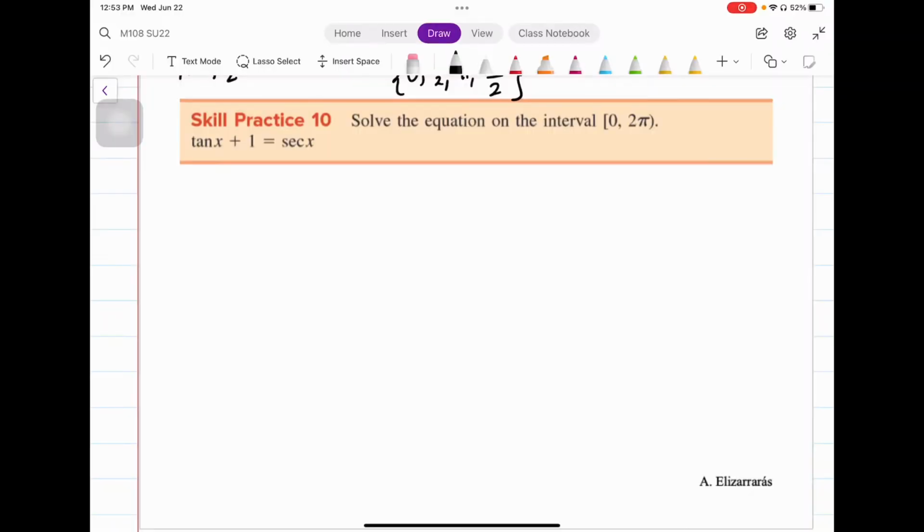Solving the equation on the interval from 0 to 2 pi of tangent x plus 1 equals secant x. Secant x is the same thing as 1 over cosine x. And I don't really want to use 1 over cosine, and tangent is sine over cosine. There's not really a lot that I can do here. I can't factor, I can't use a zero product property here. I think I'm going to need to square both sides in order to be able to use some sort of identity to get similar terms or to be able to factor. Let's see what happens when I square both sides of this equation.